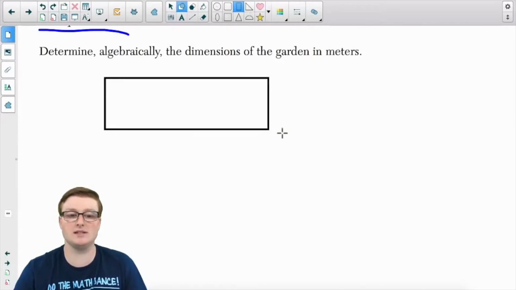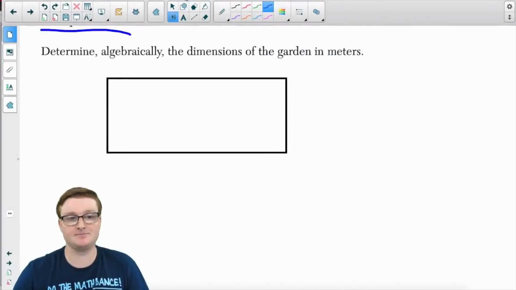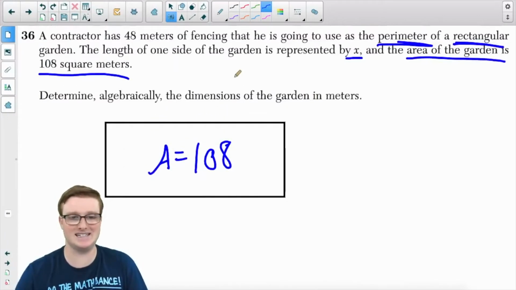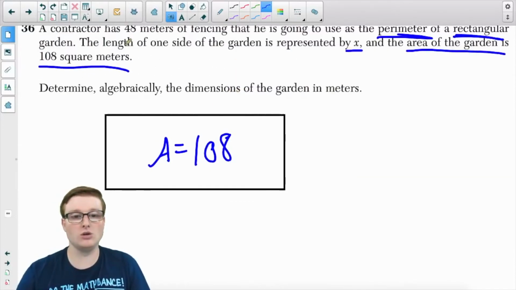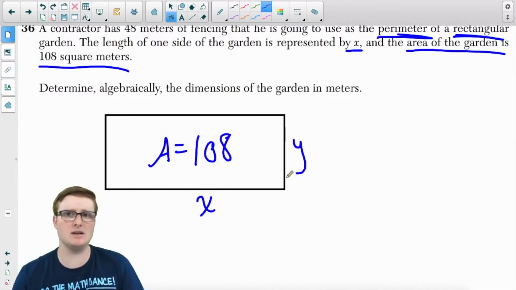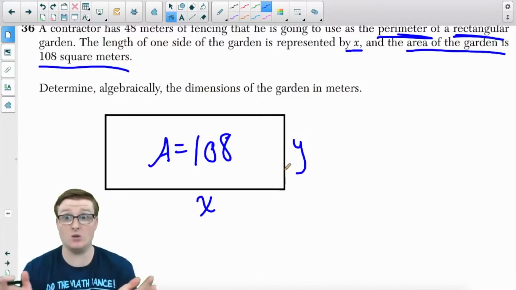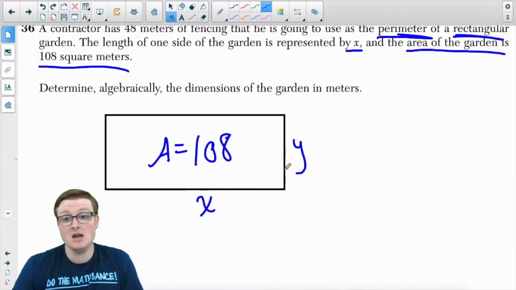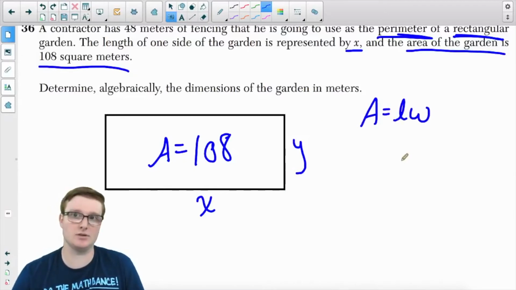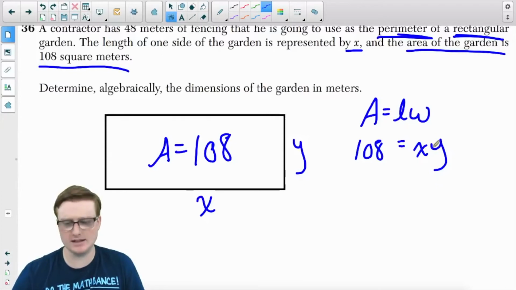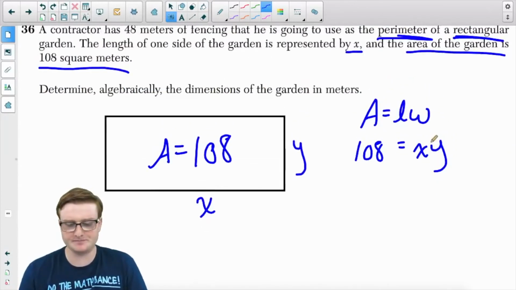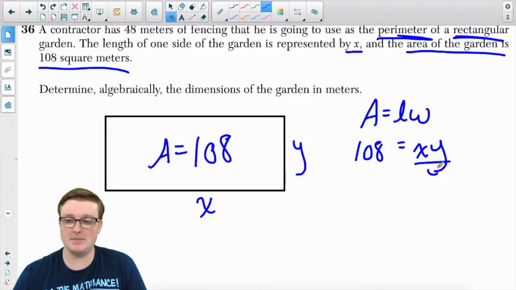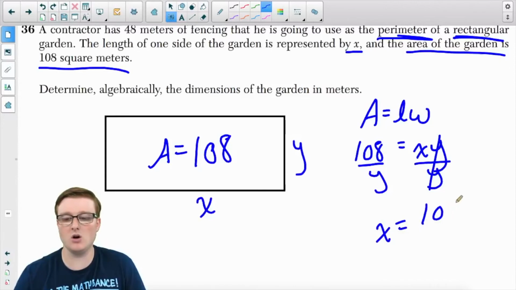So the first thing I want to do is draw myself a little garden here. They're telling me that the area is equal to 108 square meters. Now, the length of one side is represented by x, and the width, we don't know what the width is. I'm going to represent that by y. We know that the area of a rectangle is length times width. They tell us that the area is 108. Plug in 108. Your length is x, your width is y. Don't worry about it. x times y, that's okay. But I want to solve for this in terms of x. So I'm going to divide by y on both sides. So x is equal to 108 over y.